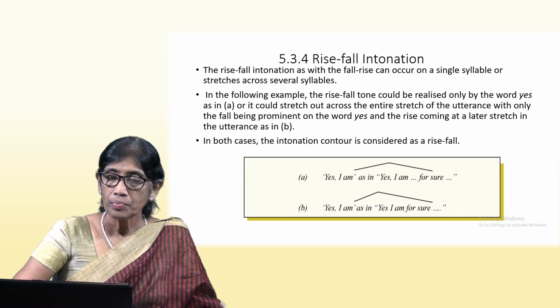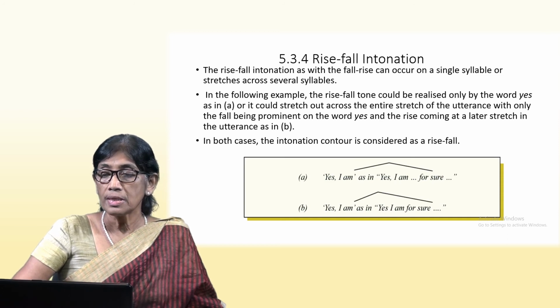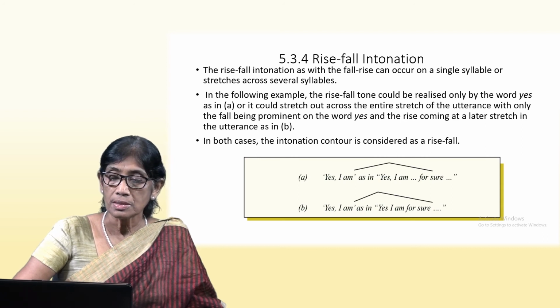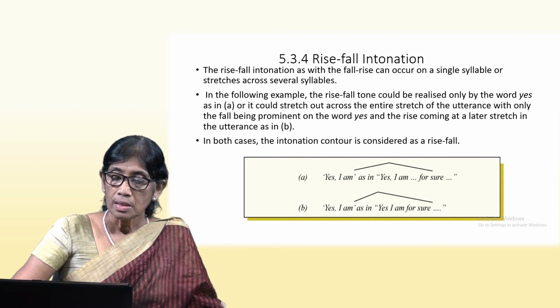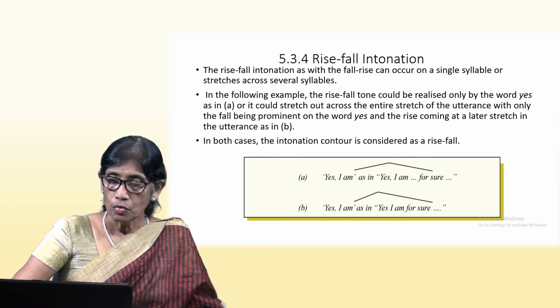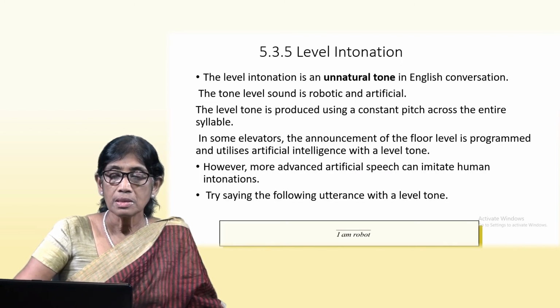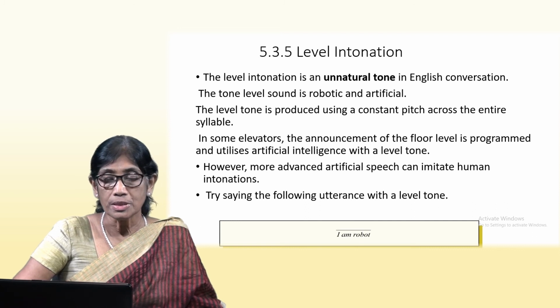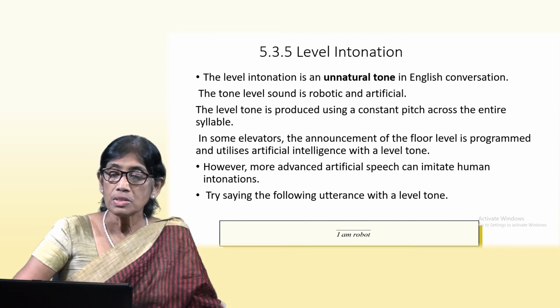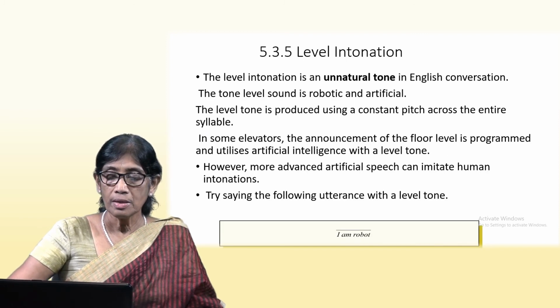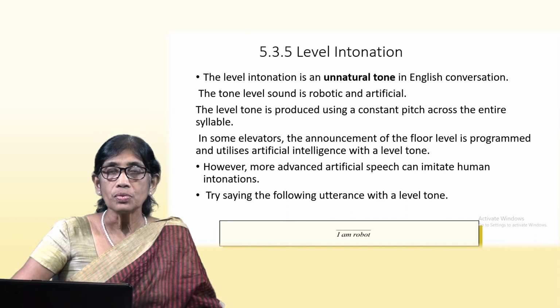Then it's the same. And then we have a rise-fall intonation, where the rise-fall could be realized only by the word "yes," or it could stretch out across the entire stretch. It says as "Yes, I am for sure." Or you say, "I am, yes, I am for sure." And then we have the level intonation. It's generally an unnatural tone in English conversation, and the tone sounds robotic and artificial. For example, if you say, "I am a robot," there is no rise or fall.